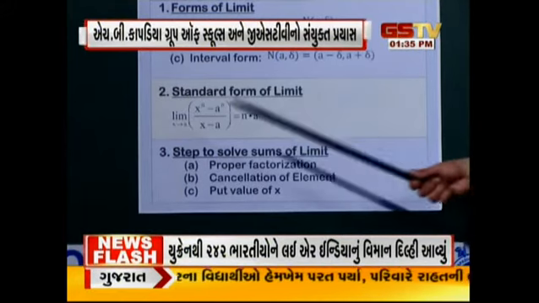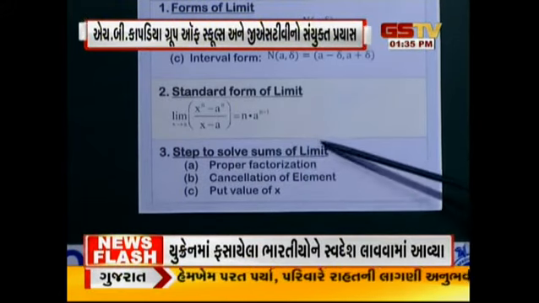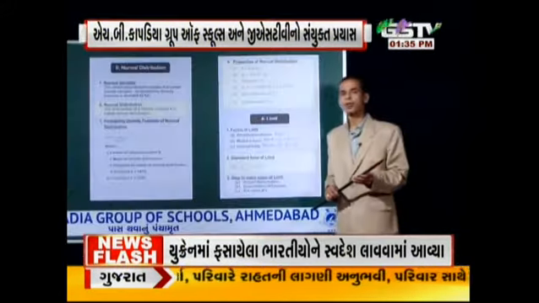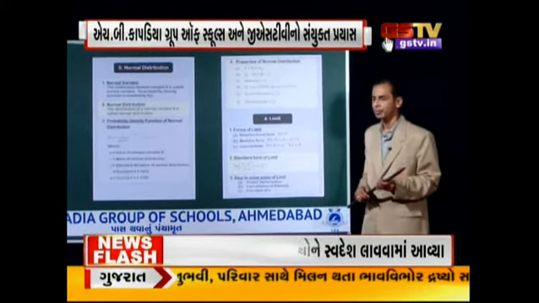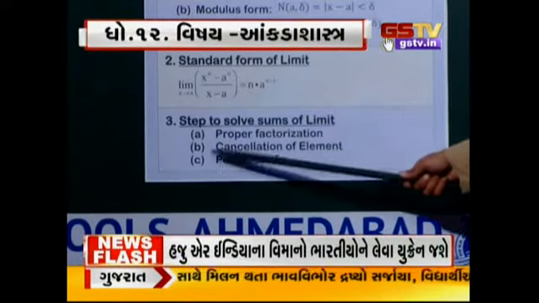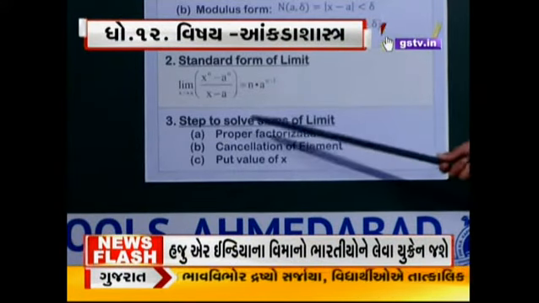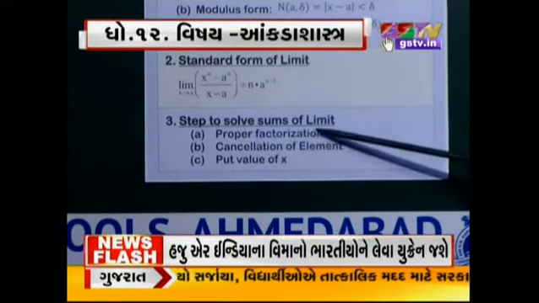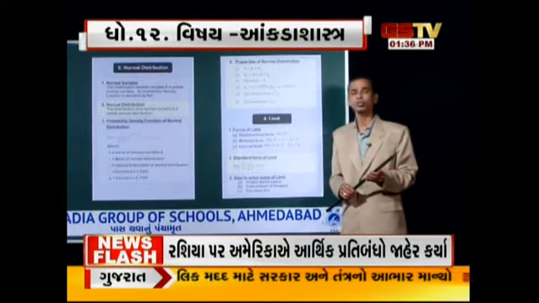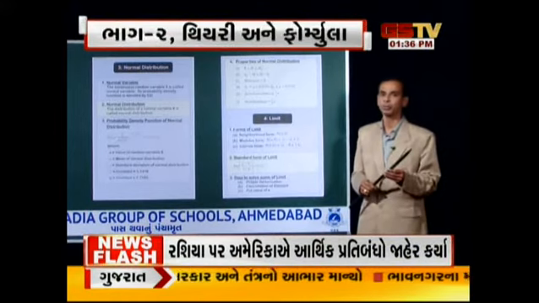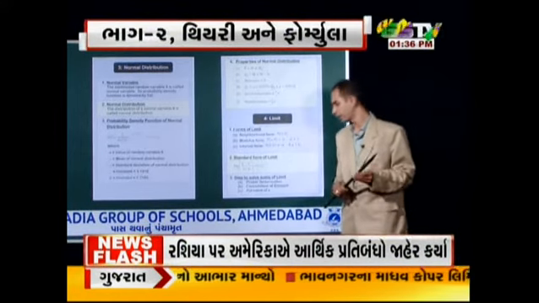Now the next steps to solve the sums of limit. The sum of limit is somewhat complicated, so to solve the sum of limit, we have to apply three steps. Number one, first we have to make a proper factorization, or we have to make a simplification of the numerator and denominator.